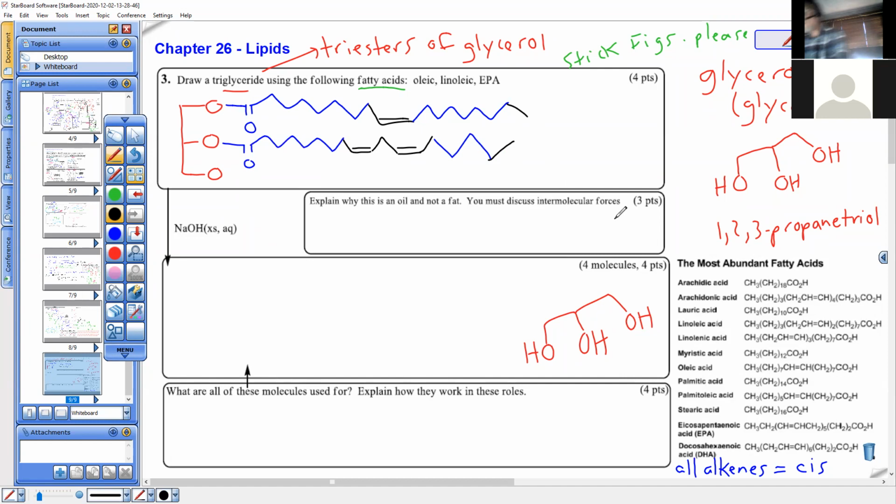Good. If you have the wrong number of carbons, you're in trouble. If you have an odd number of carbons in any chain, that's not natural. You'll learn why next lecture.